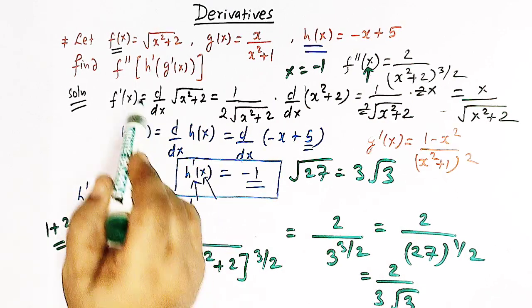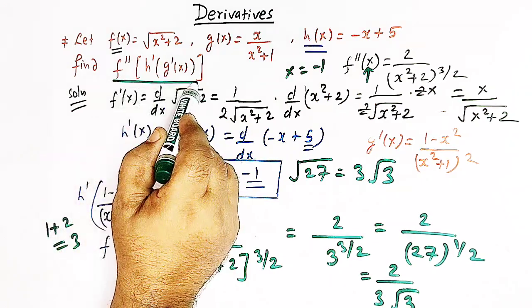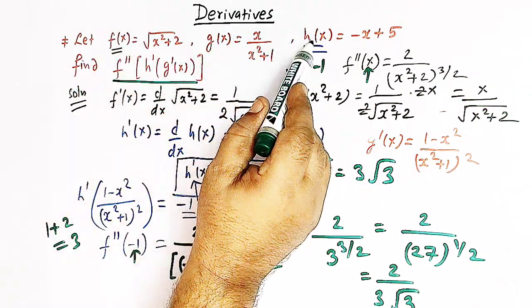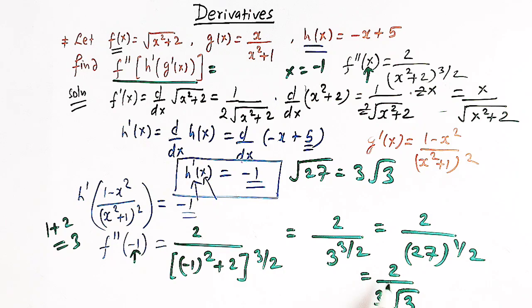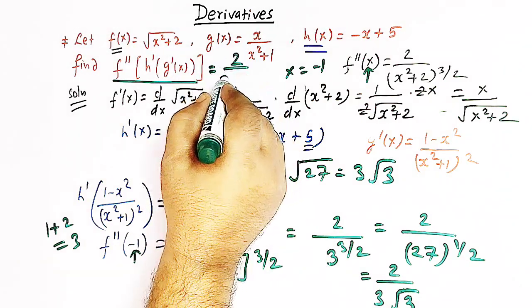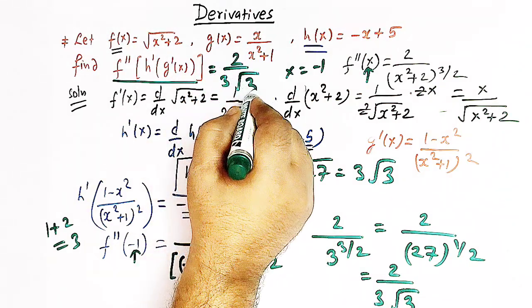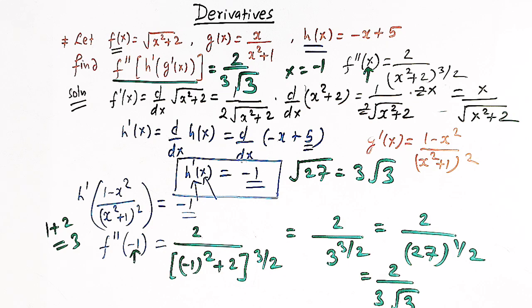So viewers, the value of this expression when we have these three functions is equal to 2 divided by 3 times square root of 3. So this is how by using all these concepts we can easily solve these kinds of problems related to derivatives.